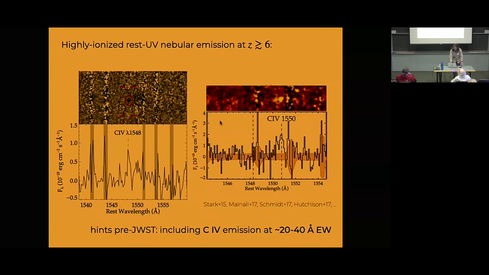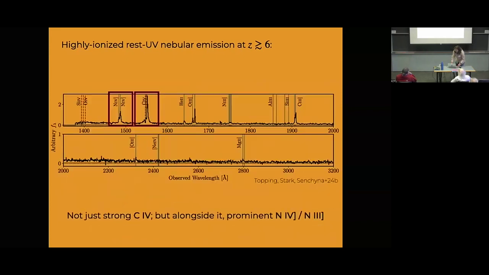And of course now, it's great to show because the comparison to what we can do now with JWST is just completely ridiculous. This is one of those same objects that I just showed, now with a stacked NIRSpec spectrum from Michael Topping's paper earlier this year. The full spectrum of this thing is just incredible. It confirms that this has 30-something angstrom carbon 4 emission, and alongside it, this nitrogen 4 emission.